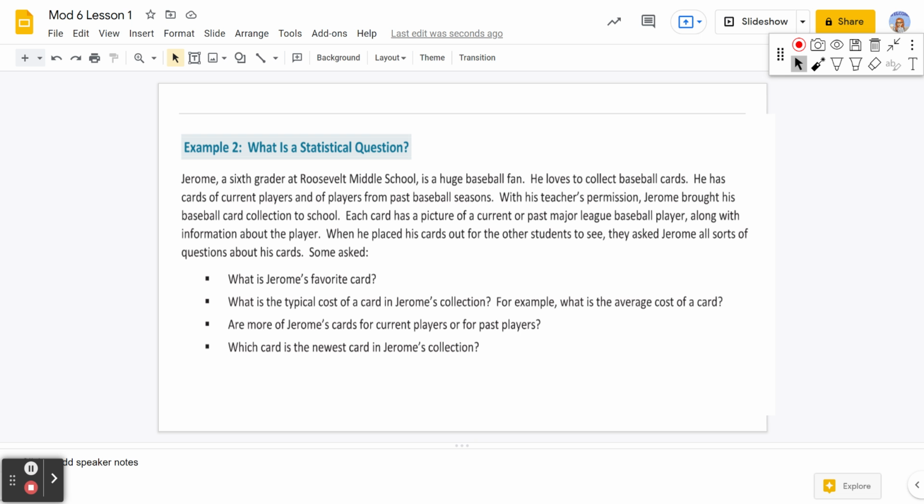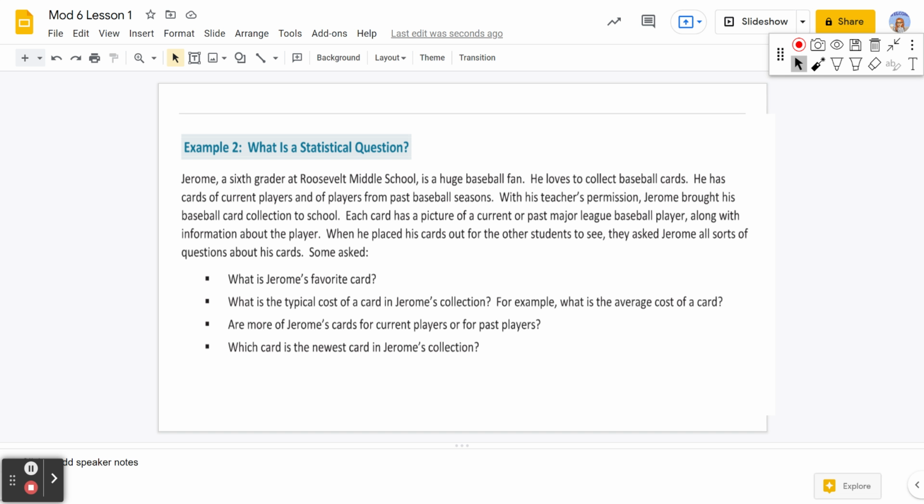Each card has a picture of a current or past Major League Baseball player, along with information about the player. When he placed his cards out for other students to see, they asked Jerome all sorts of questions about his cards. Some of the kids asked, what is Jerome's favorite card? Some asked, what is the typical cost of a card in Jerome's collection? For example, what is the average cost of a card? Others asked, are more of Jerome's cards for current players or for past players? And the last, which card is the newest in his card collection?